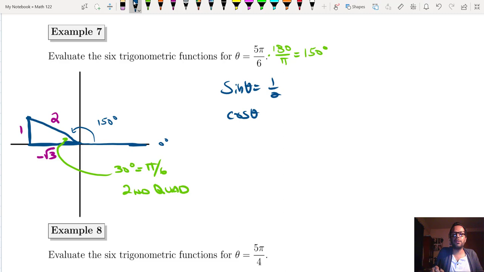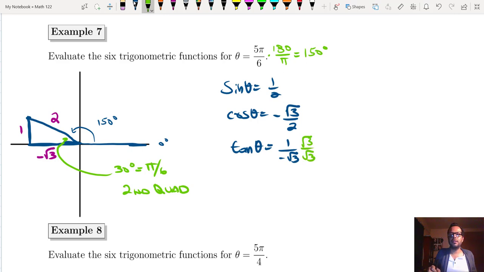Cosine theta will be adjacent over hypotenuse, right? We are going to be working with these numbers for every single angle. What will most likely be changing is just the sign. You will see the patterns right away. And tangent theta, that's opposite over adjacent, which is going to be, okay, again, be careful to rationalize denominators, negative root of 3 over 3.